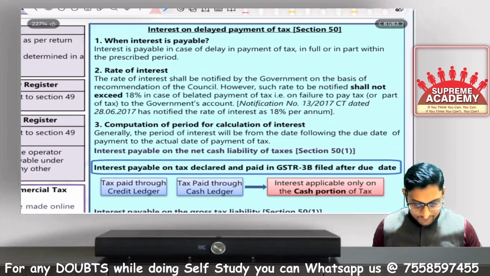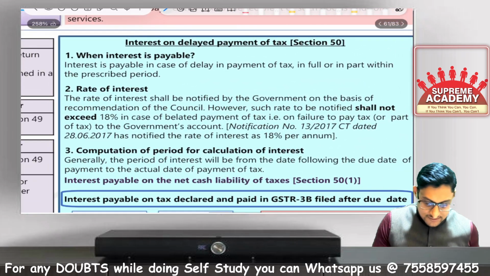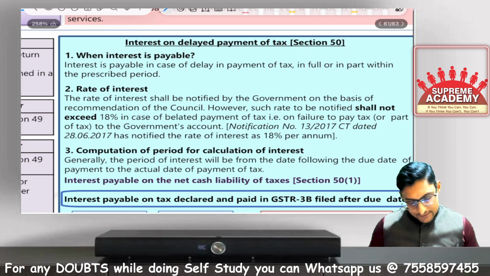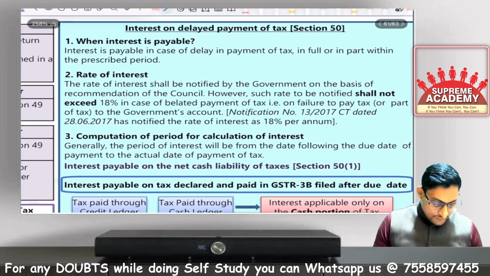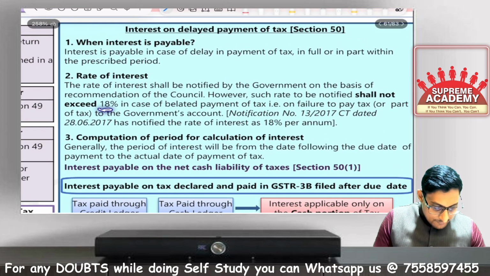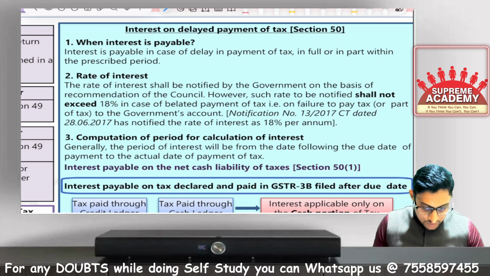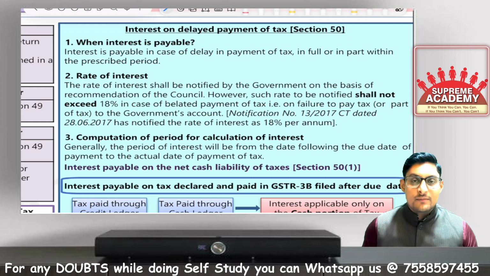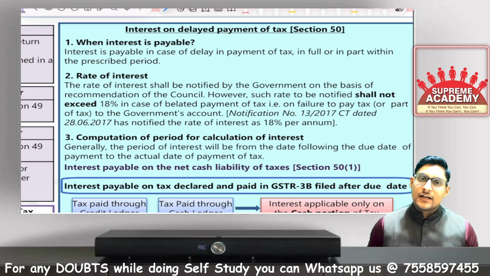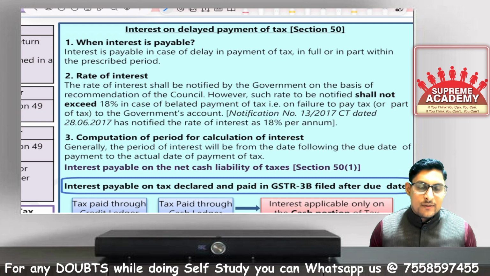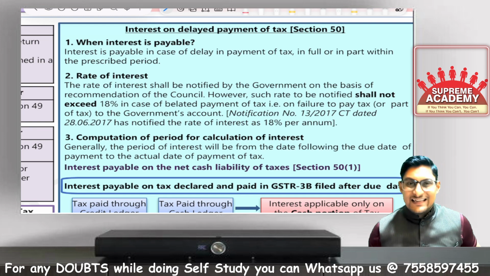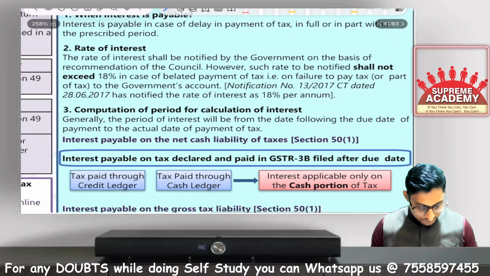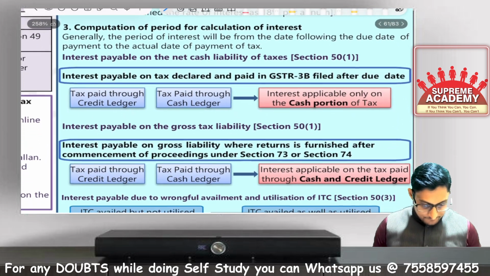Now we'll see the process of interest on delayed payment of tax under section 50. See, in delayed payment of tax, the rate of interest is maximum 18%, and the government has notified the same rate. 18% per annum will be the rate of interest, as notified by the government, if you have not made or have delayed the payment of tax. Now see how it will be done.